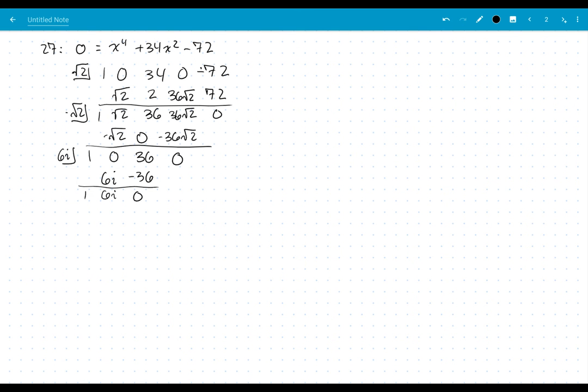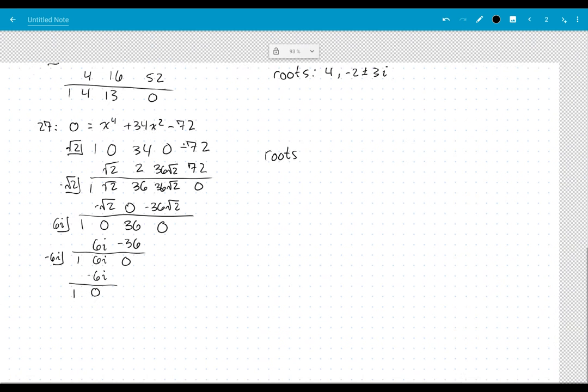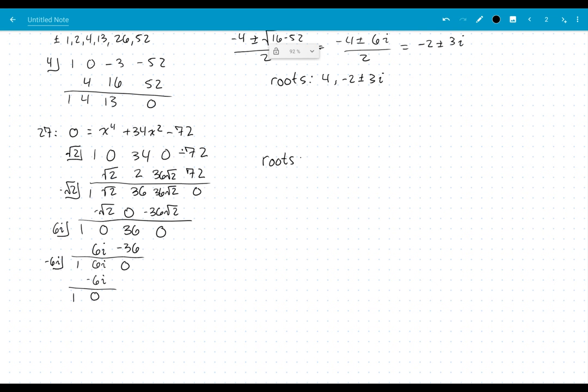Okay. And then finally, because we have 6i, we need to do negative 6i. And we get 1 times negative 6i is negative 6i, and we get 0. Okay, so these are all of our real and complex roots. Our roots are plus or minus the square root of 2, and plus or minus 6i.